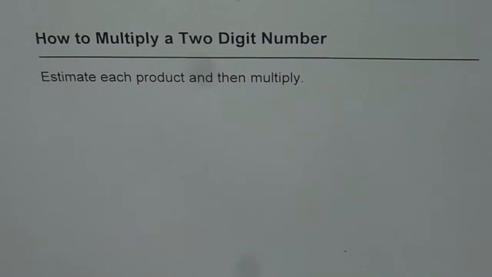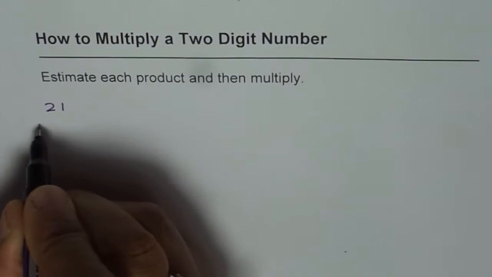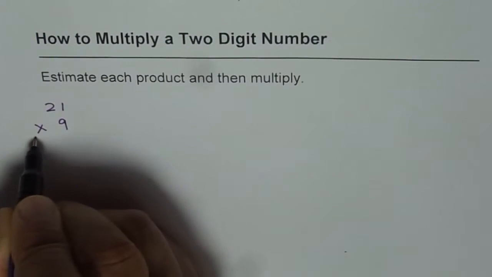I'm Anil Kumar, and in this video we will understand how to estimate and then find the product of two numbers. Let me start with a simple example. Let us say you have to multiply 21 by 9.